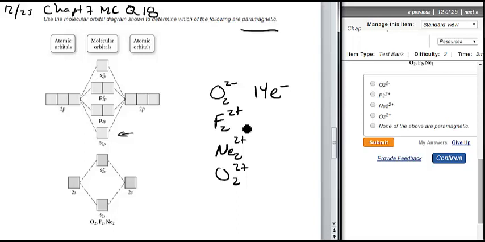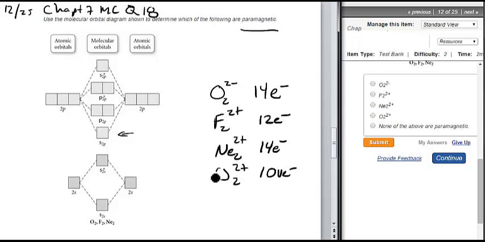Now fluorine has 7 each, so 14 electrons, but it's 2 plus, so that means that's going to have 12 electrons in the molecule. Neon has 8. There's 2 of them, 16, but it's 2 plus. So that is 14 electrons as well. And then O2 2 plus, well, O has 6 valence electrons. There's 2 of them. That's 12. It's 2 plus, so that's 10 valence electrons.